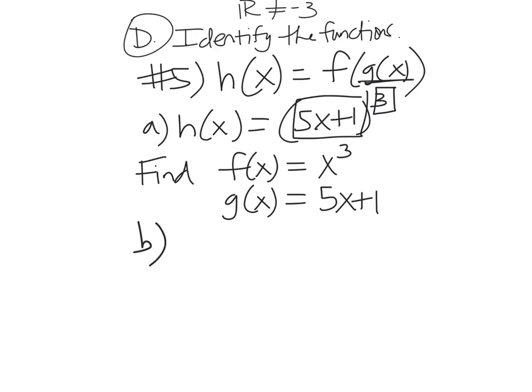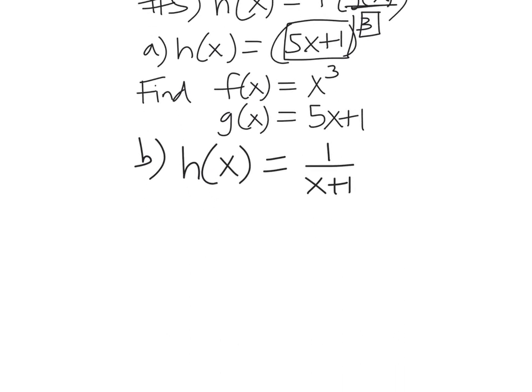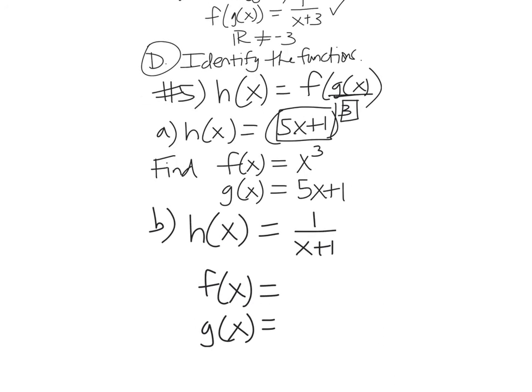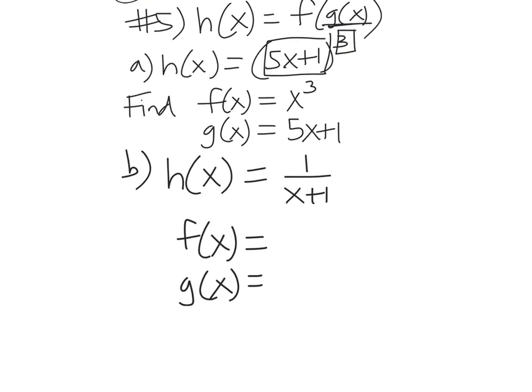You try one. H of x equals 1 over x plus 1. You need to find f of x and g of x, and neither one of them is allowed to be x. I know there's really no inner and outer, but there kind of is in a way. Yes, right here, h of x equals f of g of x. We're given h of x, and we have to find f of x and g of x.